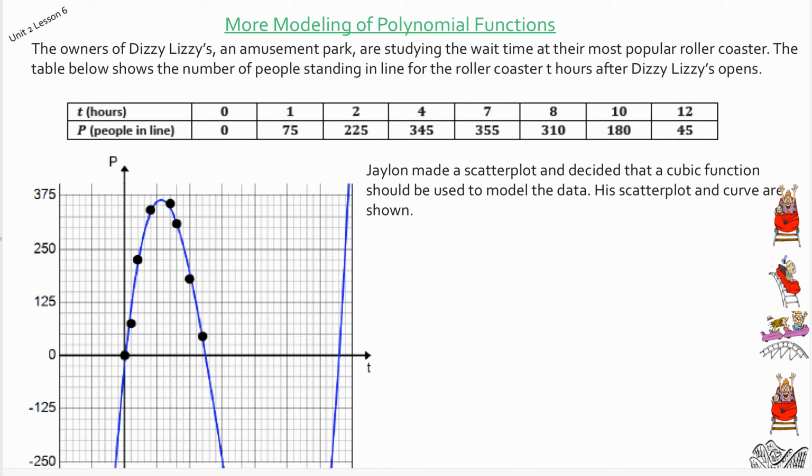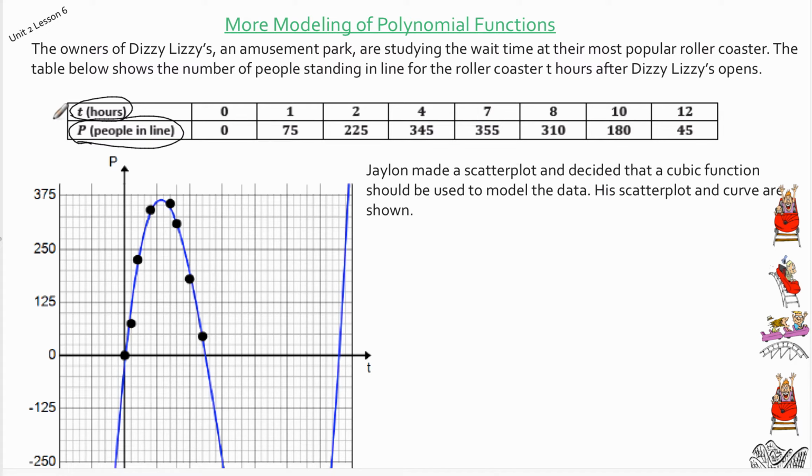So below, we have this Dizzy Lizzy amusement park, and the park is studying the wait time at their most popular roller coaster. And the table below shows the number of people standing in line for the roller coaster T hours after Dizzy Lizzy opens. So before I even start looking at anything, I want to really understand this graph right here. This is how many hours have gone by, and this is how many people are in line.